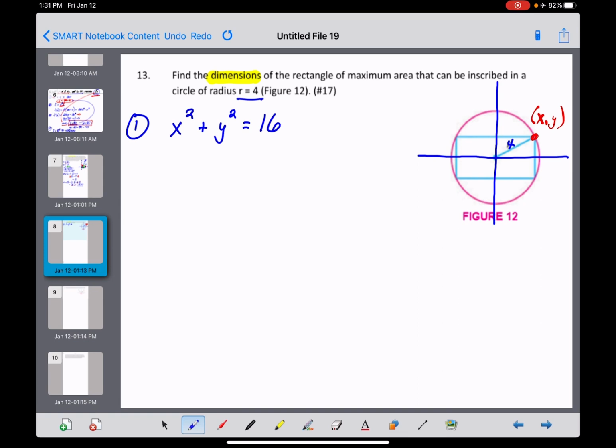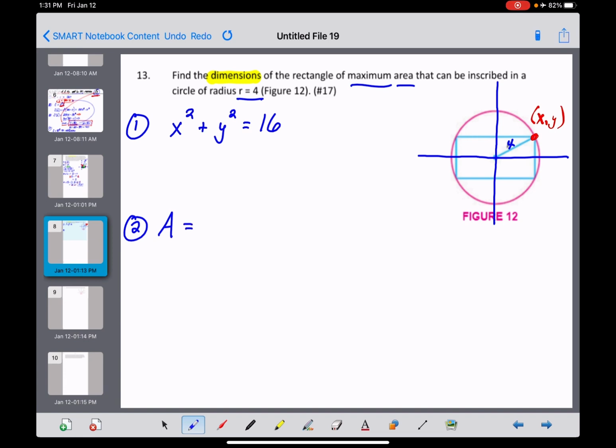Now, I think we're probably going to have to solve that equation for either x or y in a moment, but I'm not sure which one yet. I actually don't think it's going to matter at all. But let me move on to step 2, where we write an equation for what it is we're trying to optimize. We are trying to maximize the area of that rectangle.